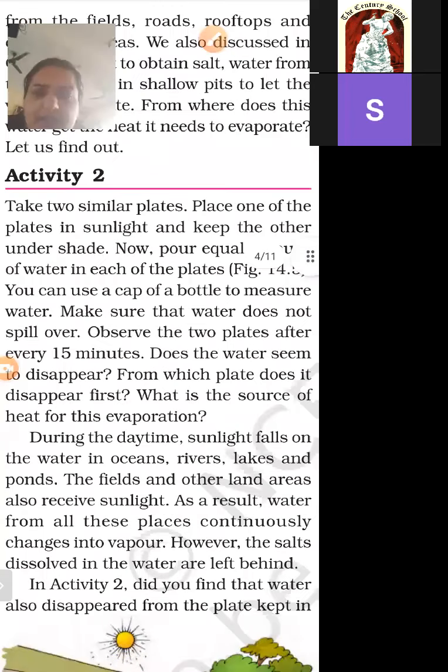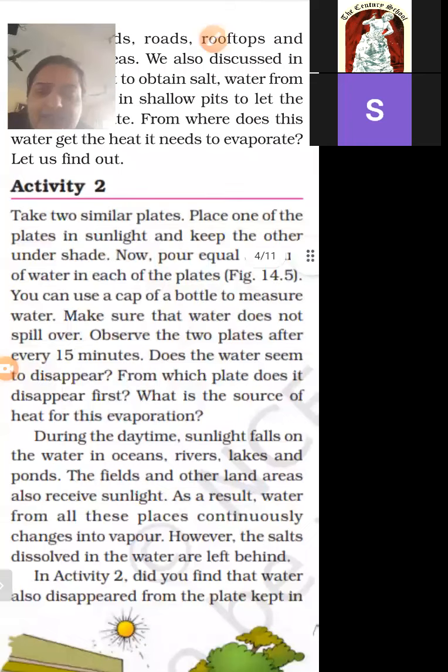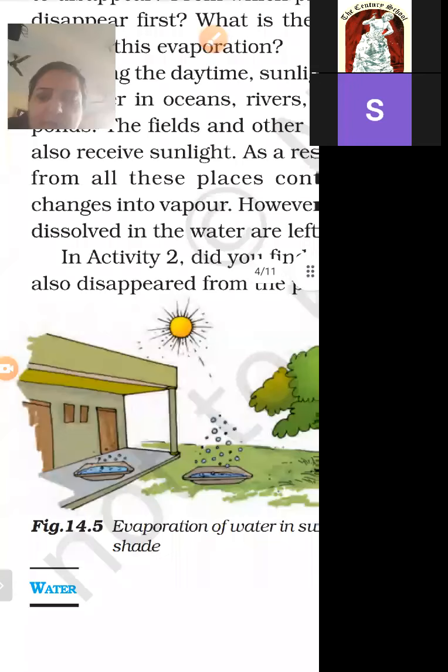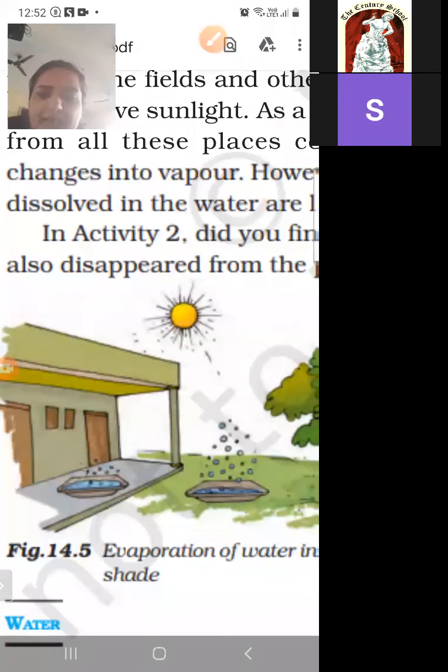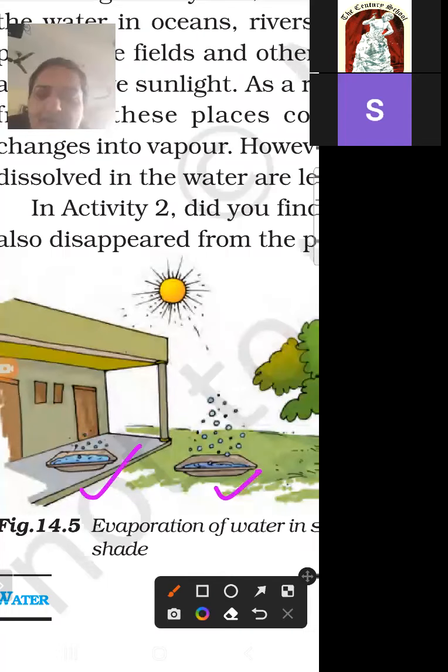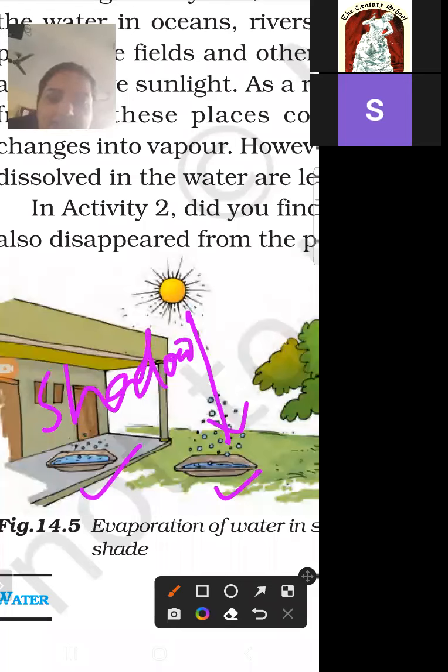Next is activity number 2. Take two similar plates, as in figure 14.5. One is kept in the sunlight and the second is in the shadow. दो प्लेट लेंगे हम, उसमें पानी रखेंगे. एक को हमने डायरेक्ट सनलाइट में रखना है और एक को छाया में रखना है.